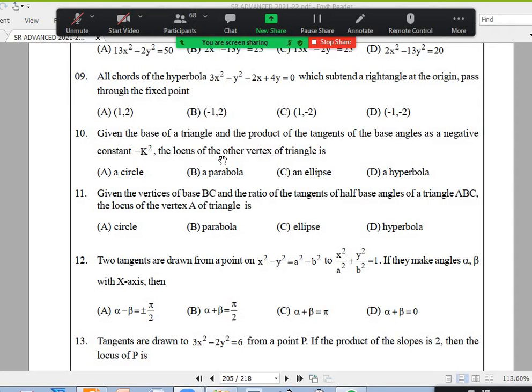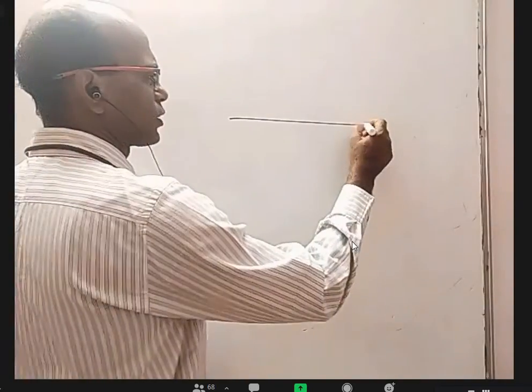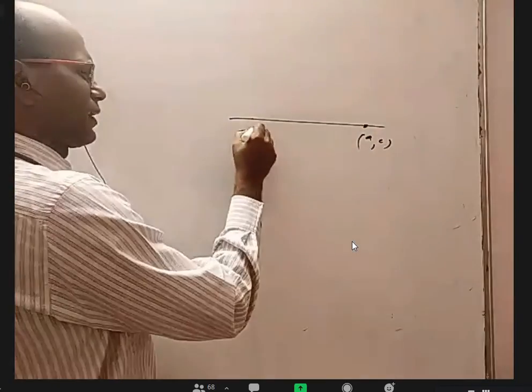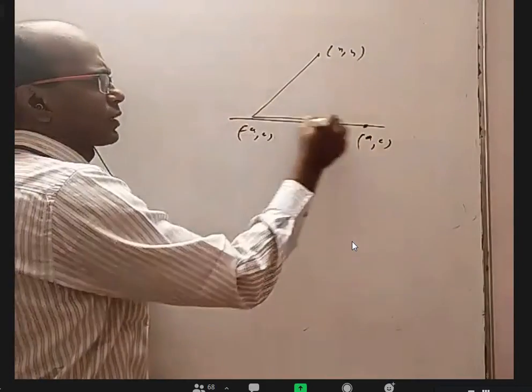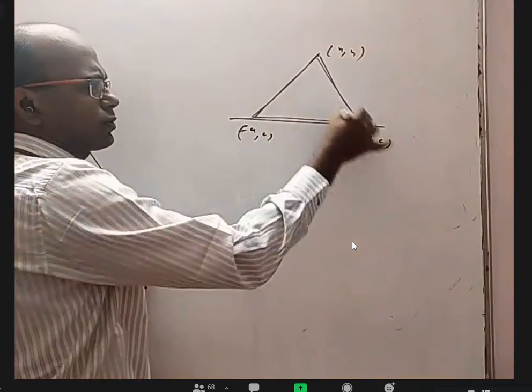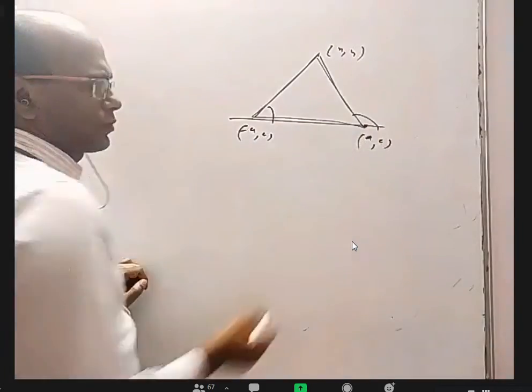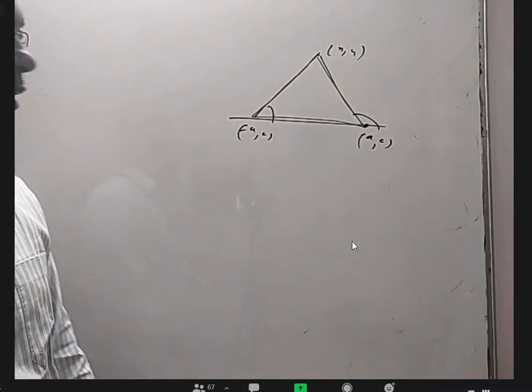Okay, 10th. If given the base angles, the product of the tangents of the base angles is a negative constant, find the locus of the vertex. Okay, this you don't have to use properties of triangles, you just do normal, it will come. I'll tell you what I mean. Let us imagine the two fixed points are (a, 0) and (minus a, 0), and the variable point is (x, y). This is the triangle. There's tan of this into tan of this. The product is constant. That's what they said, right?